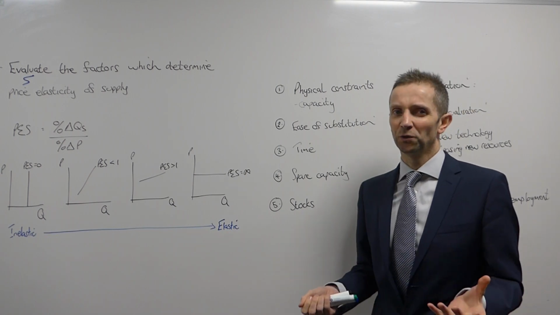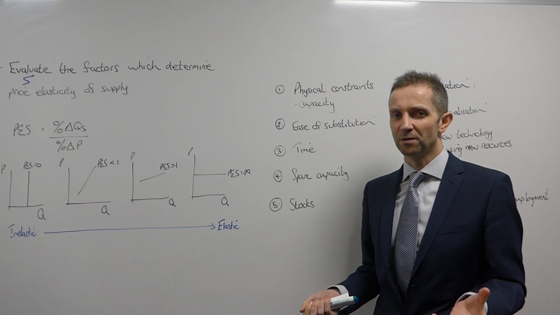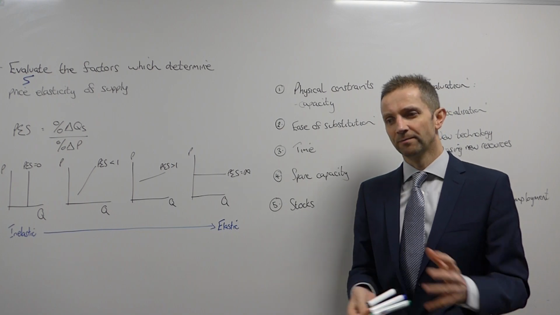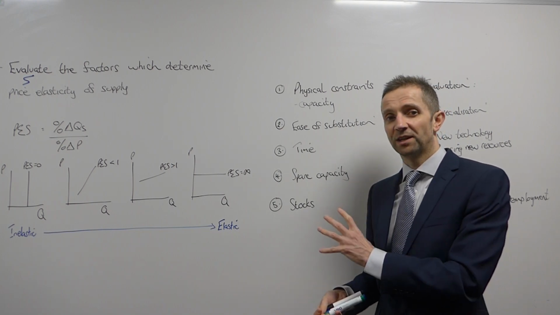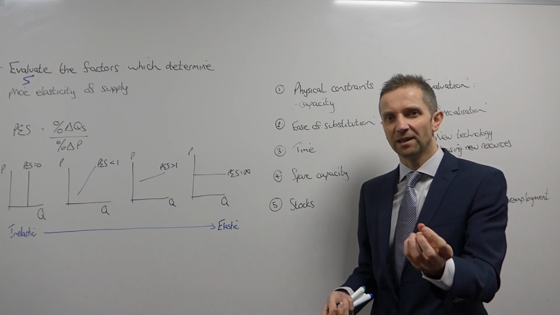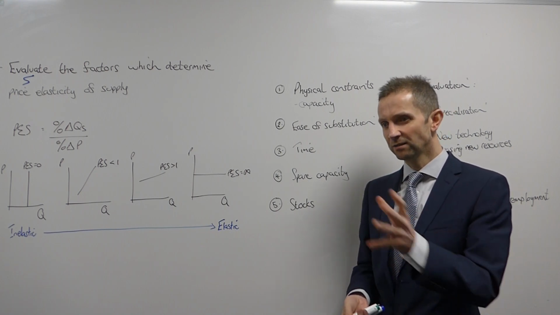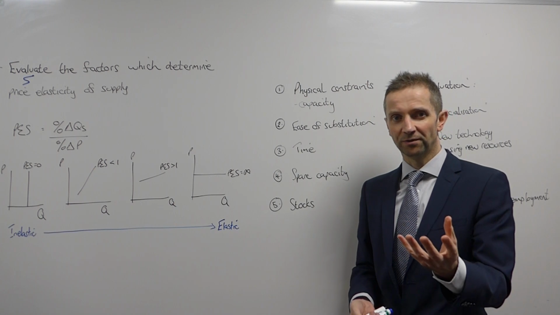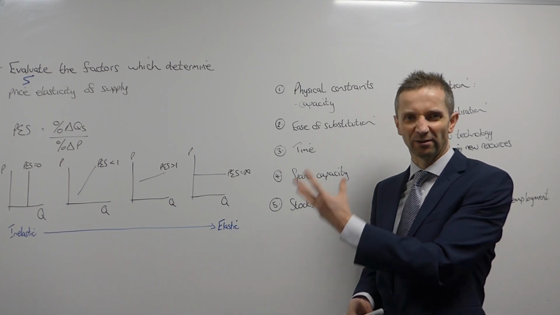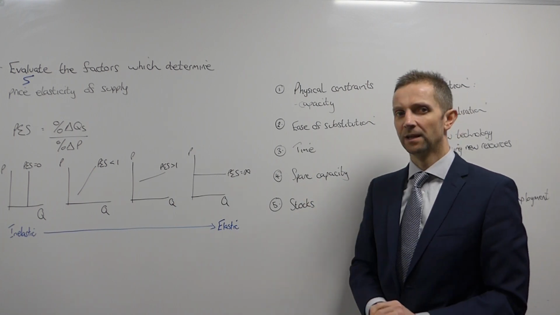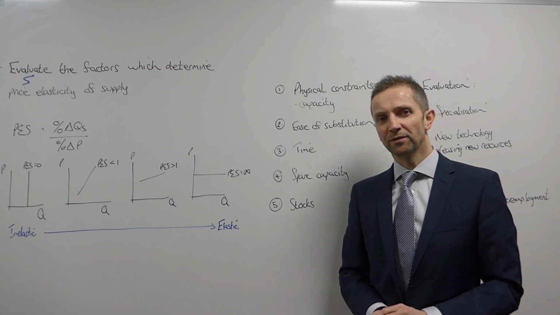So those are just a few things that entered my mind as I was thinking about OCR price elasticity of supply, and obviously the themes that you might encounter: housing, commodities. You might also think about crops and agricultural markets, that sort of thing. But I hope that's been of use.